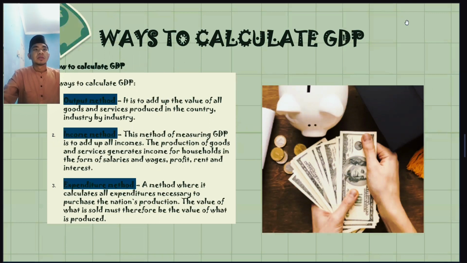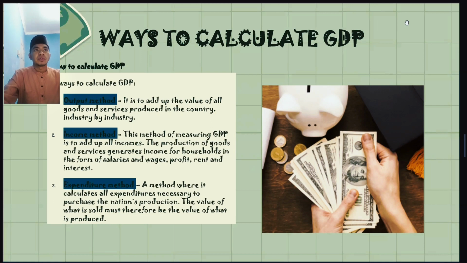This method of measuring GDP is to add up all incomes. The production of goods and services generates income for households in the form of salaries and wages, profit, rent, and interest. The third way is the expenditure method, where it calculates all expenditures necessary to purchase the nation's production. The value of what is sold must be equal to the value of what is produced.